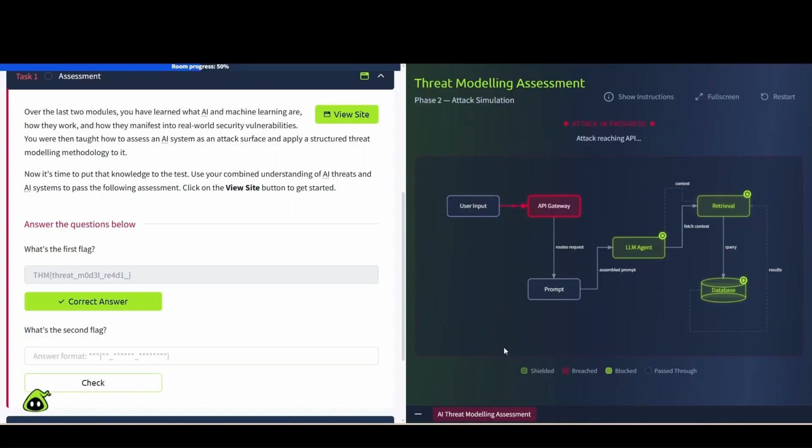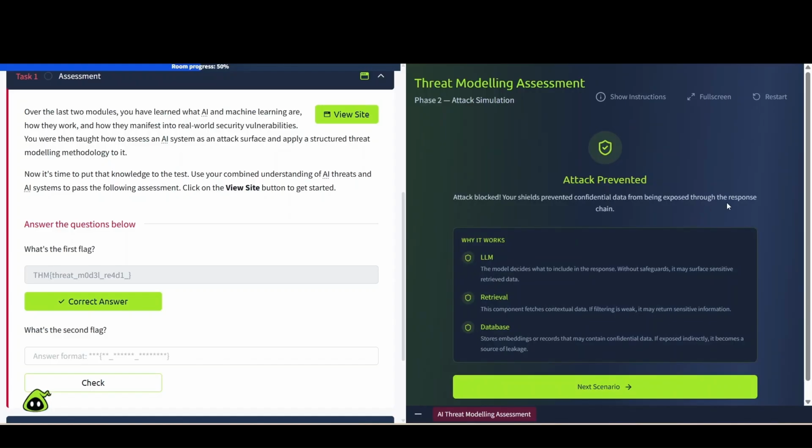All right, text simulation. Okay, shield activated. Okay, that was weird. Attack blocked. Your shields prevented confidential data from being exposed through the response chain.